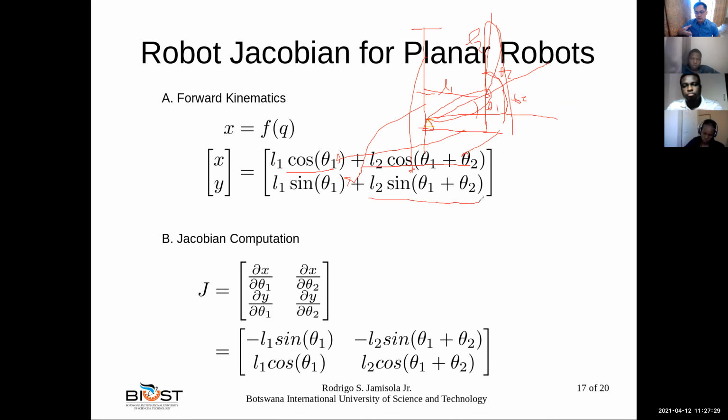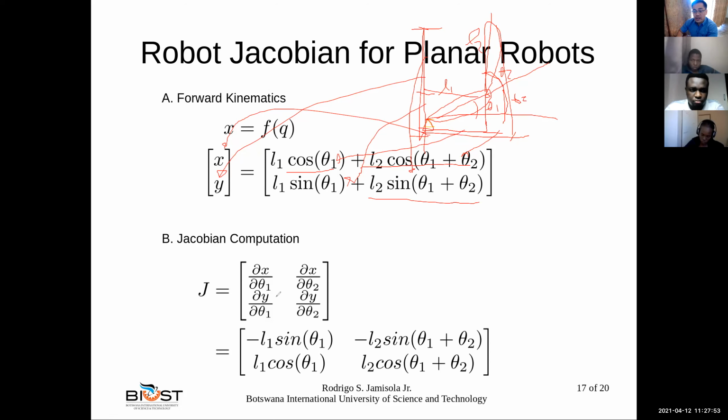So that's why we say that we can geometrically compute them. Now we know what the x is. The total x is this part, and the total y is this part. So everything is just in terms of equations. Now, we are going to compute the Jacobian.